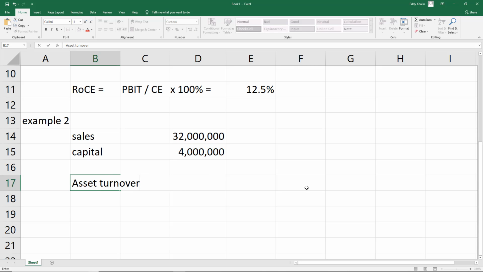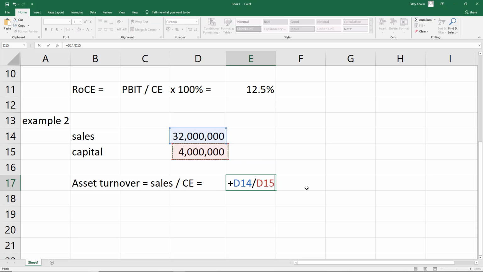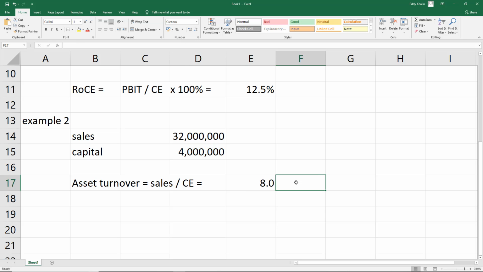Well, asset turnover equals my total sales all divided by capital employed. This is expressed as a number. So what I'm looking at is total sales divided by capital employed. That gives me a number of 8. You normally expect to see this with 1 decimal. And it'll be 8 times. So that means I've sold my capital 8 times during the year.